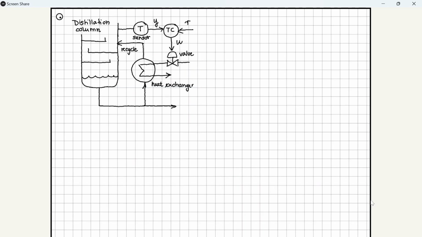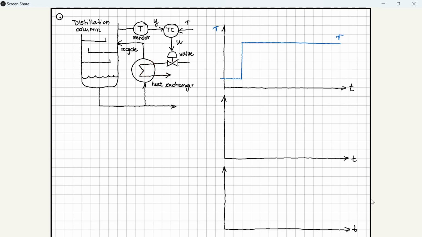We can apply the PI controller to the temperature control in a distillation column, where we want to maintain the temperature at the bottom of the column by heating the recycle stream and manipulate the flow through a heat exchanger. Let's look at the time trend of the temperature y and the valve position U.